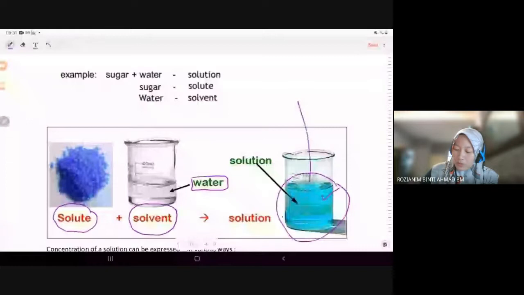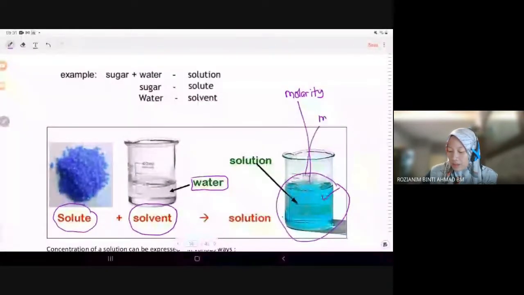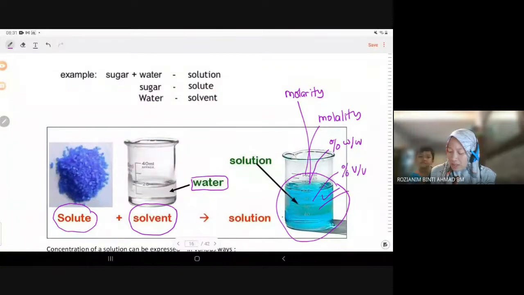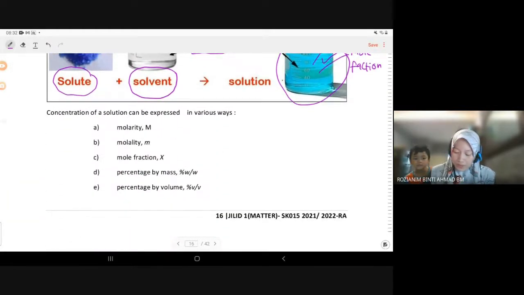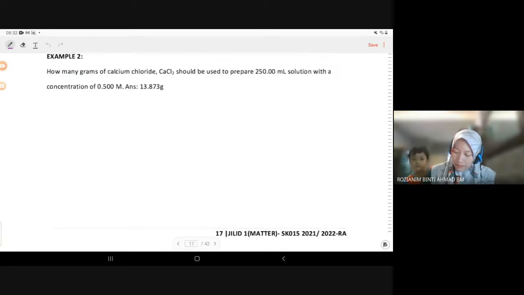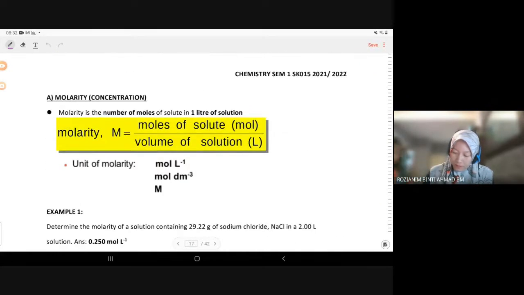Okay, so measurement kita kat sini, kita nak ukur apa? Kita nak ukur molarity, okay, and then kita nak kira percentage by mass, percentage by volume, and we need to calculate another one is mole fraction. Okay, 5 measurement ini you must differentiate them. Okay, so how? Okay, kita will come one by one first. Okay, first is the concept of molarity.